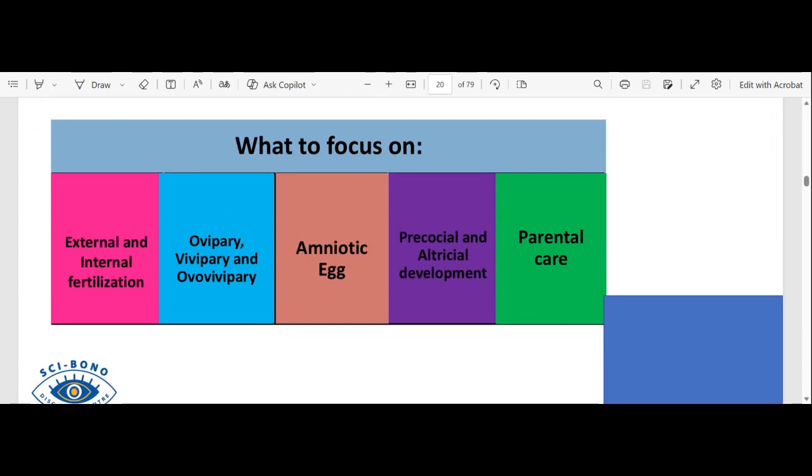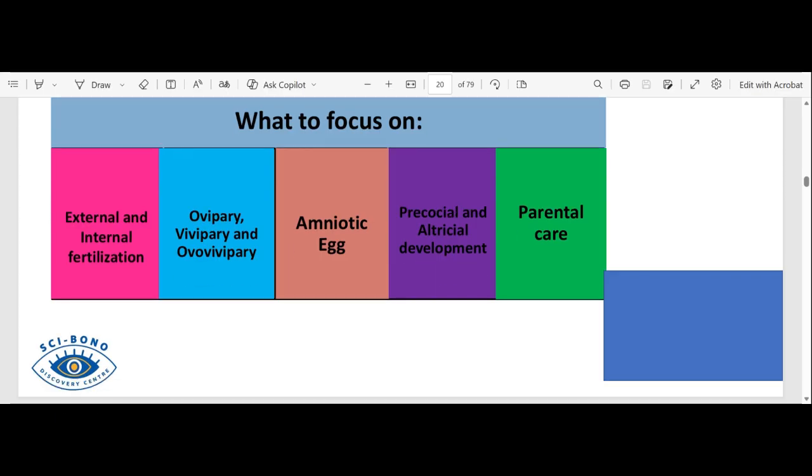So what to focus on? These are things that you should focus on: external and internal fertilization, the two types of fertilization. Also, you need to focus on oviparity, viviparity, and ovoviviparity. These are called reproductive strategies. You also need to know the structure of the amniotic egg and the extra-embryonic membranes surrounding the embryo. The next thing to focus on is precocial and altricial development. And the last thing is parental care. Okay, let's continue.